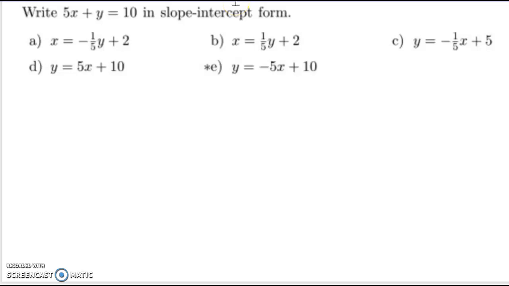Hi everybody, this is CR number 23, helper video number 3. It says write 5x plus y equals 10 in slope-intercept form.